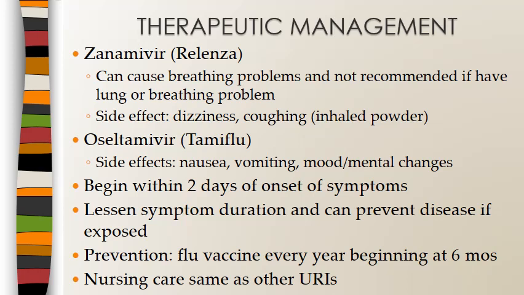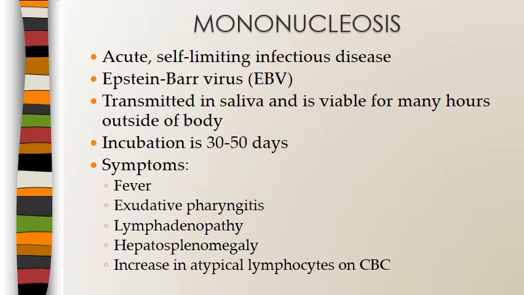So when you're looking at nursing care for children with the flu, it really is the same as the other upper respiratory infections that we've talked about. So next we're going to talk about mononucleosis. This is an acute self-limiting infectious disease. It is caused by the Epstein-Barr virus, and it's transmitted in saliva, and this virus is viable for many hours outside the body. Mono has also been known as the kissing disease.